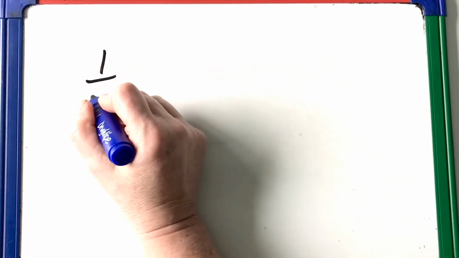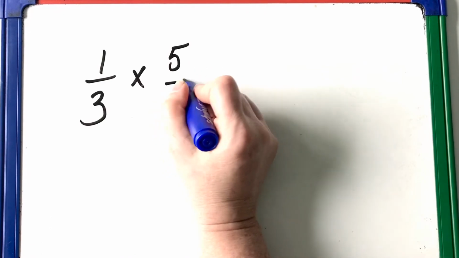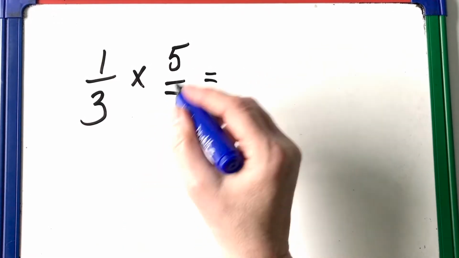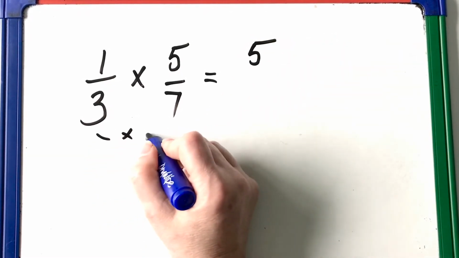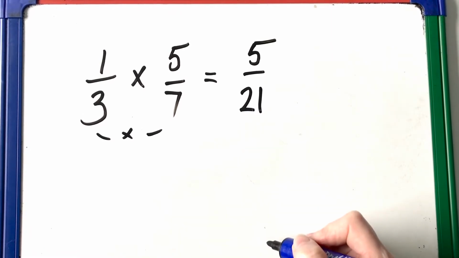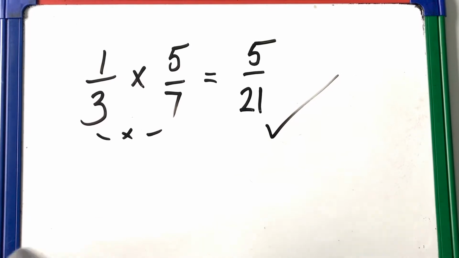I'm not sure I need to do another example. If you've gathered by now, it is just times tables in disguise. I'll do one more though. 1/3 of 5/7. Remember, multiply the numerators. 1 times 5 is 5. 3 times 7 is 21. Perfect. Hope you got that there before I did.